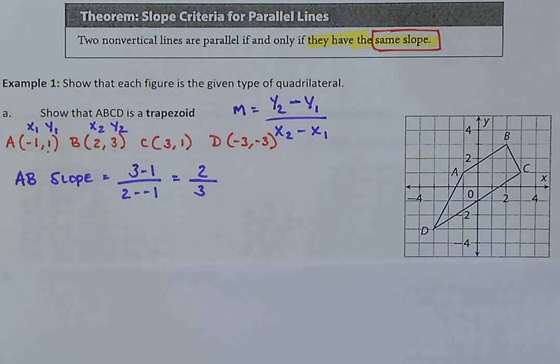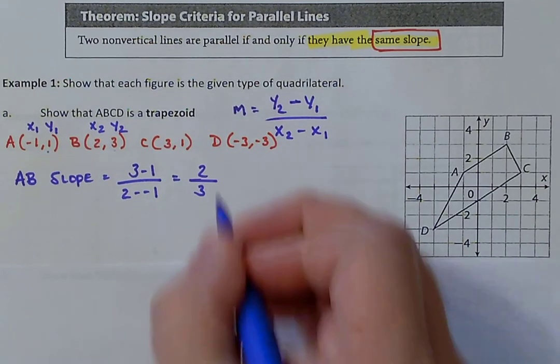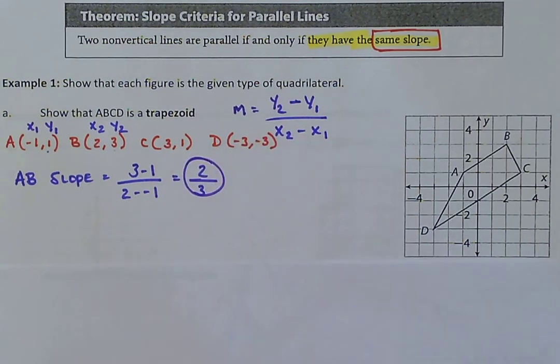If you could, you would need to go through and simplify it as far down as you can. So 2/3 is as simplified as we can get, and that is the slope of AB. So we now have found the slope of AB. We next need to find the slope of DC, and if those two are the same, then we know the lines are parallel, thus giving us a trapezoid.